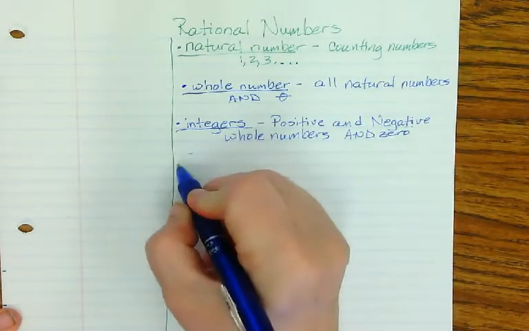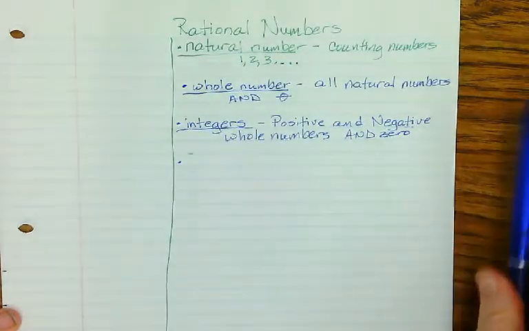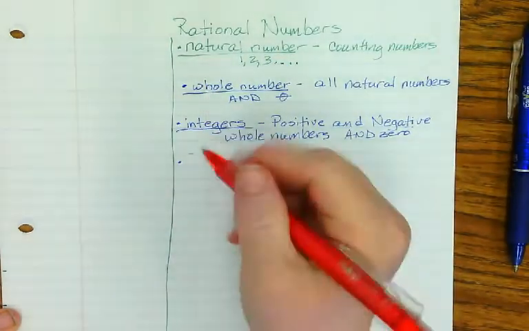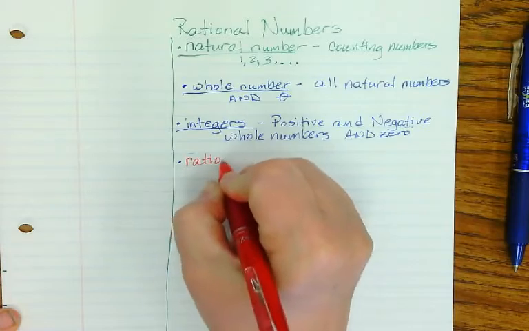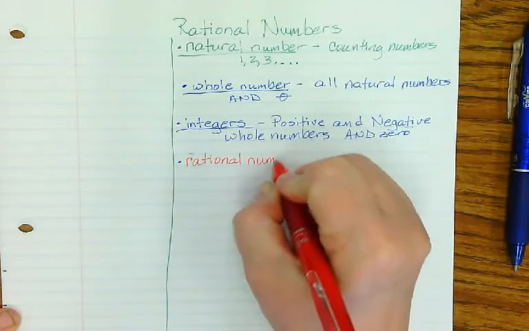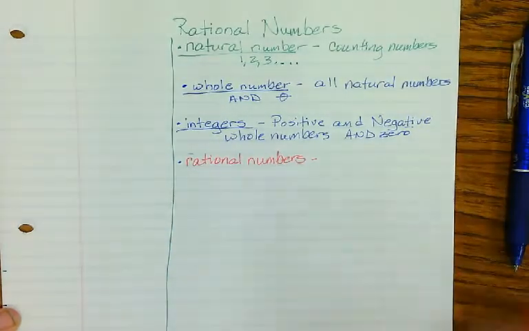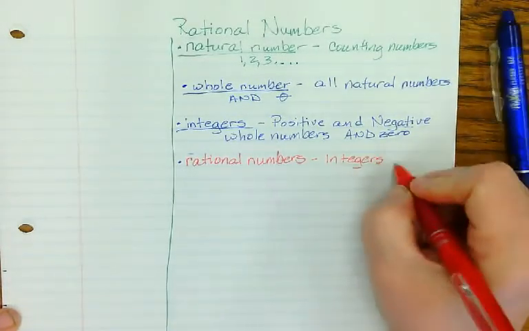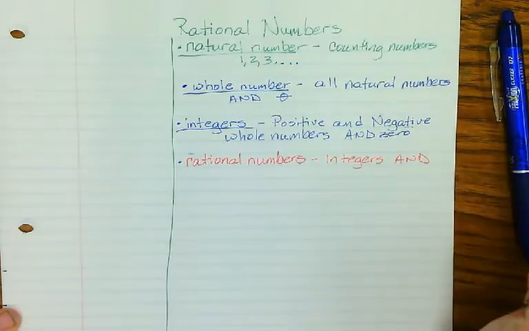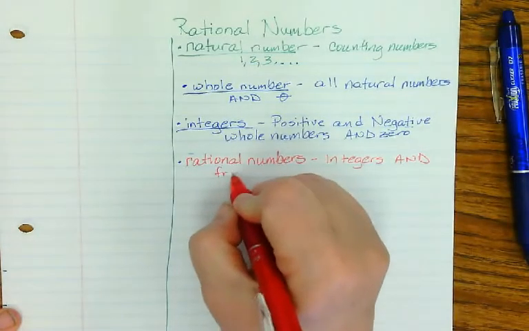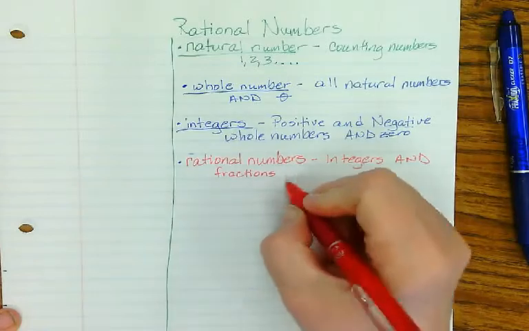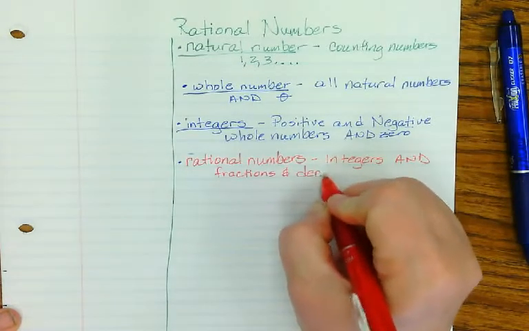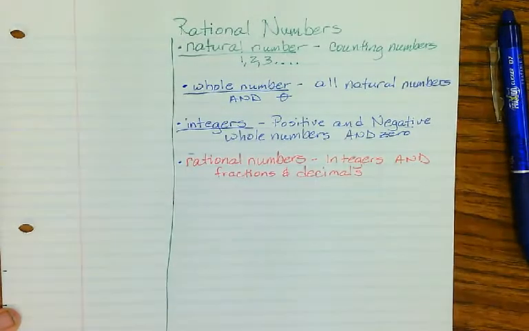And then the last category is what our title is, rational numbers. Rational numbers are integers and fractions and decimals. Integers and fractions and decimals.